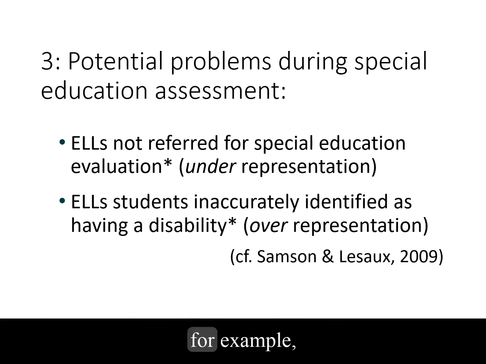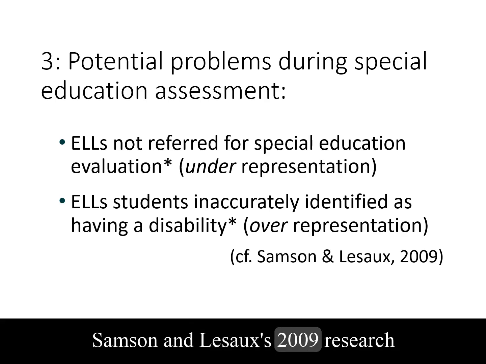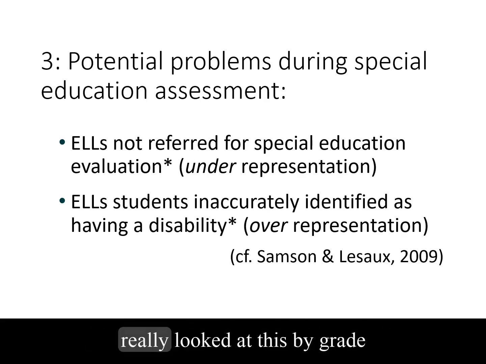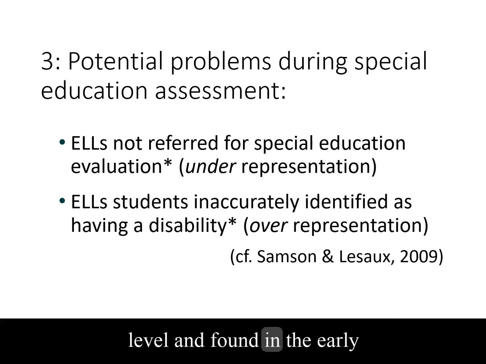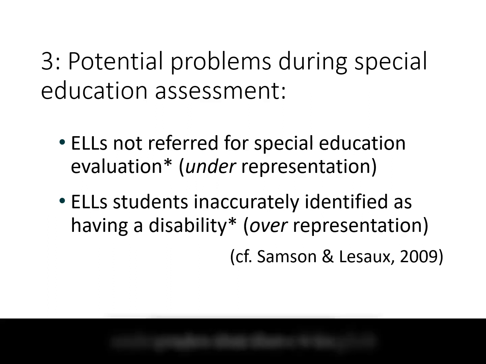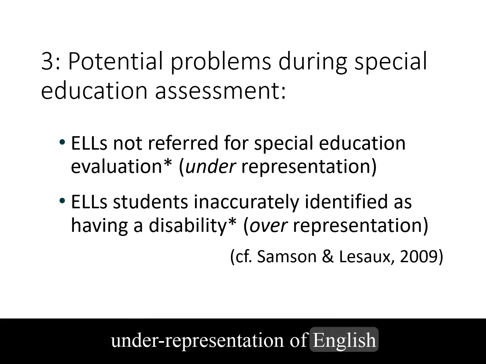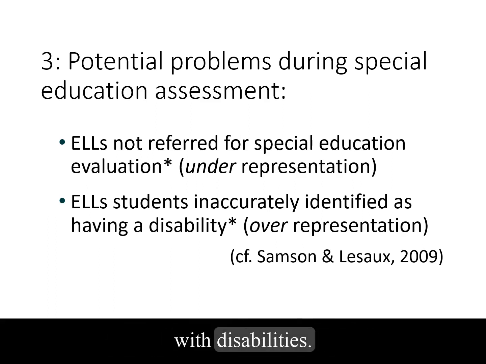So, for example, Sampson and Lasso's 2009 research really looked at this by grade level and found in the early grades that there was underrepresentation of English learners identified with disabilities, and in higher grades, we had English learners who were over-identified.